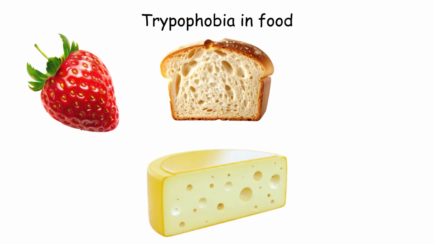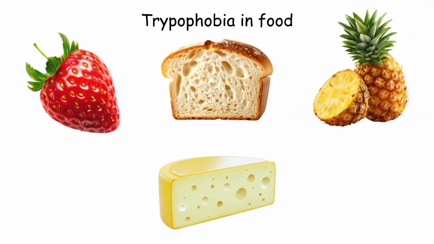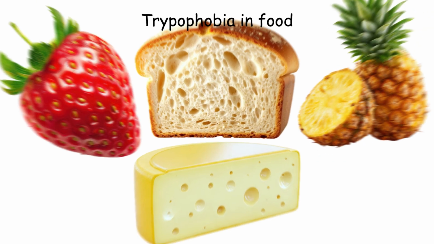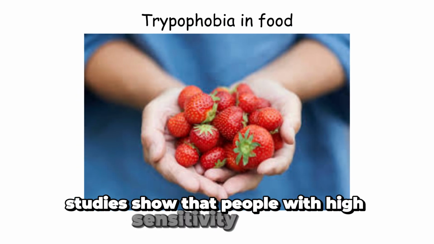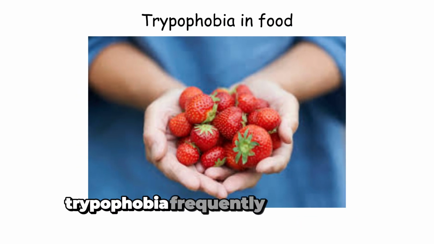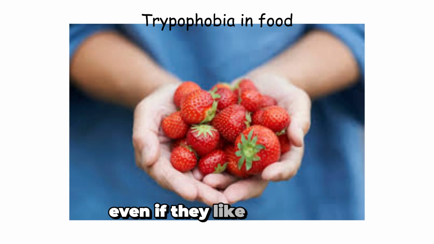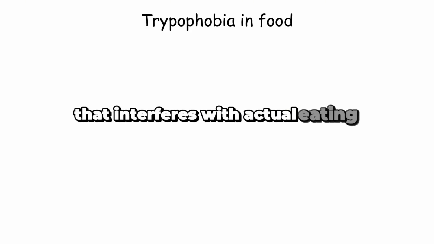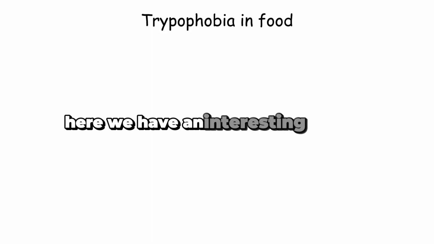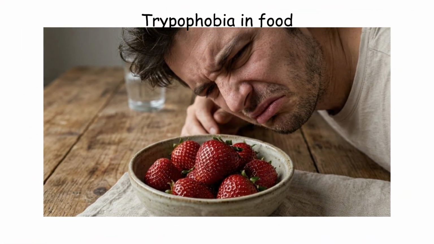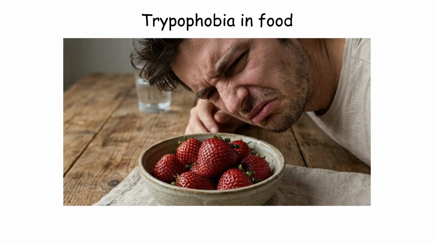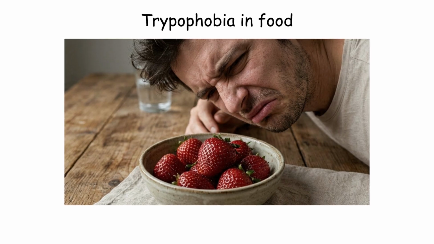Trypophobia in food is particularly intriguing because it combines visual aversion with gustatory rejection. Strawberries with clustered seeds, bread with large holes, Swiss cheese, pineapple, these foods cause discomfort even before you eat them. Studies show that people with high sensitivity to food trypophobia frequently avoid these foods, even if they like the taste. It's a purely visual aversion that interferes with actual eating behavior. Here, we have an interesting overlap. The visual pattern activates disgust, which in turn activates anticipated gustatory rejection.